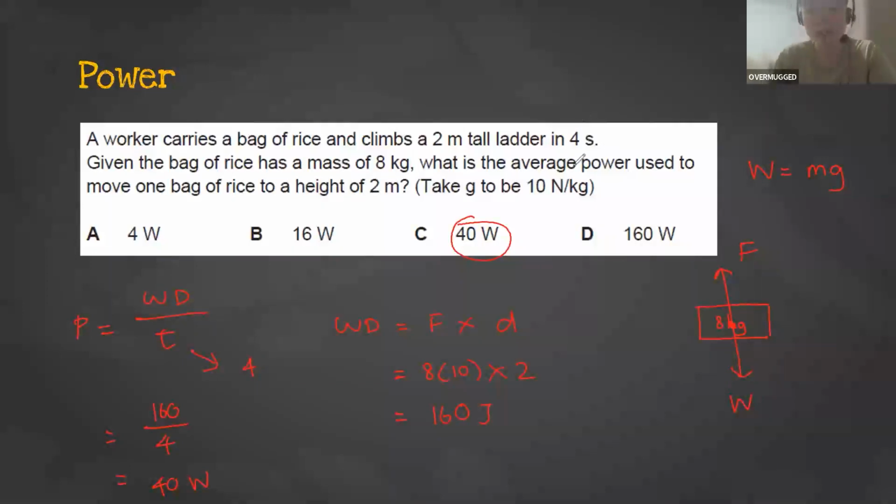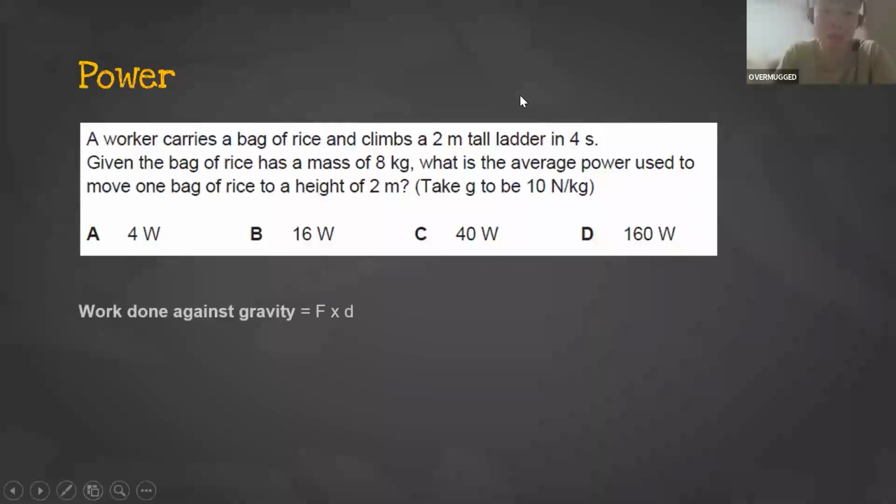Okay, so what is the work done against gravity? The work done against gravity, you simply need to calculate the weight. How much force do I need to lift this thing? It has to be equivalent to the weight. Oh, I have the right answer here actually.